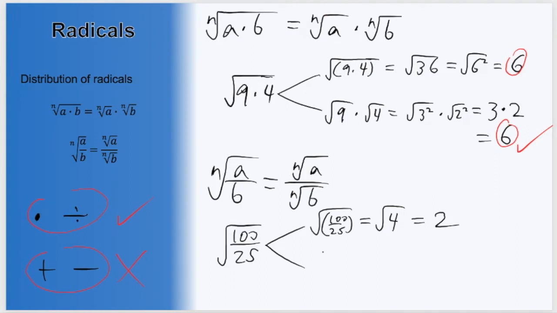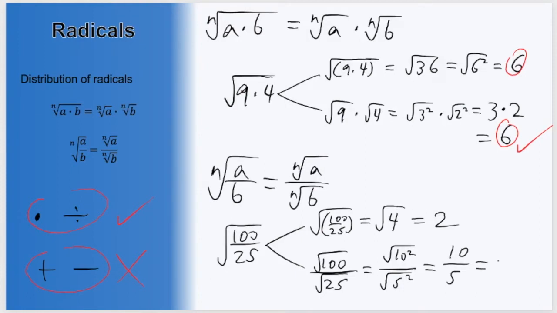On the other hand, if we break it up with our property here, we'll have the square root of 100 divided by the square root of 25. We can write 100 as 10 squared, and 25 is 5 squared. So taking the square root of 100 will just give 10, and the square root of 25 is just 5. So we get 10 over 5, which is just, again, 2. These answers match, and again, our property holds true.